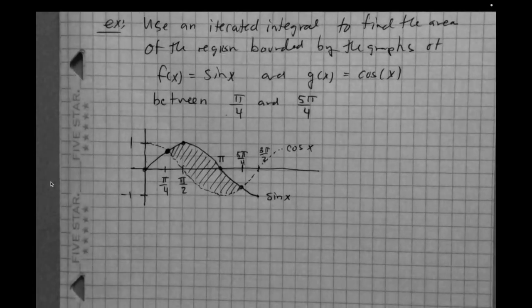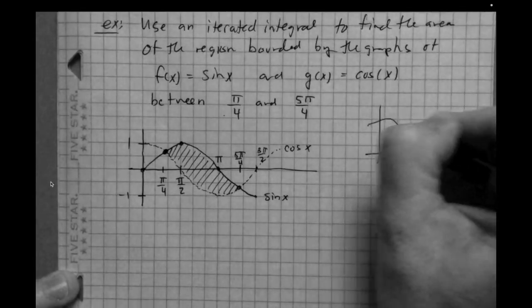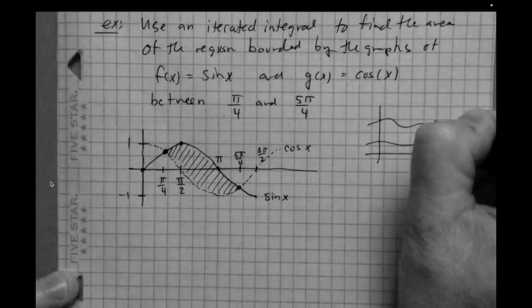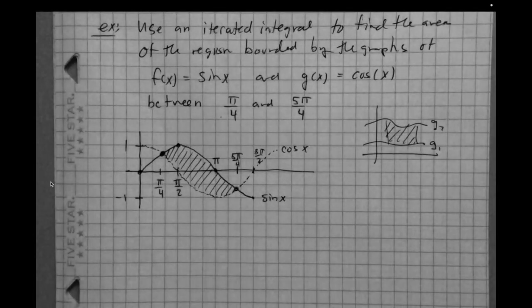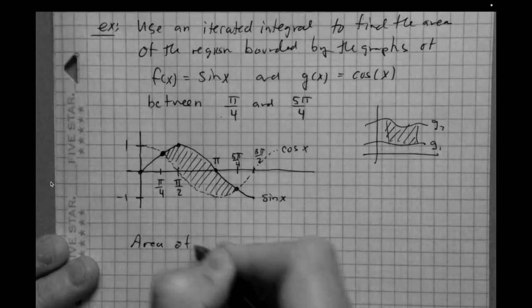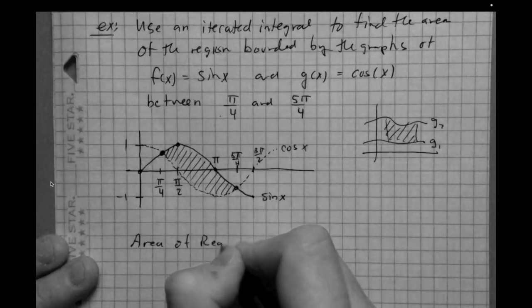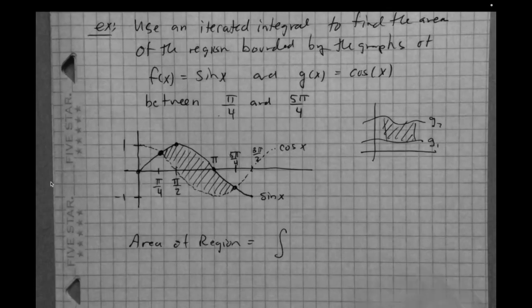Yes, this is going to be a straightforward application of the derivation we just went through with the two stacked functions. Remember when we talked about a g1 and a g2, and the area between them? This is going to be a straightforward plug and chug of that. So the area of the region, well, it's going to be equal to, and here's how we're going to set it up.